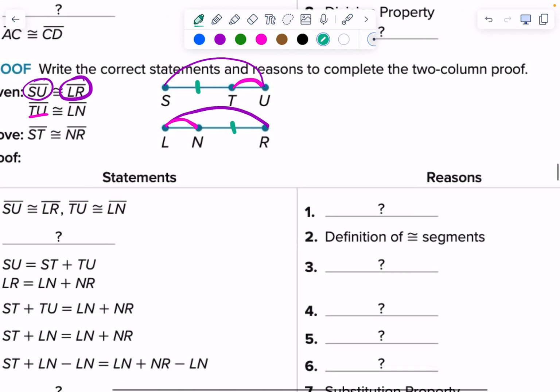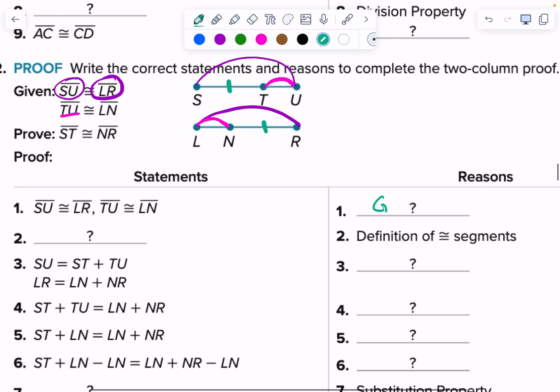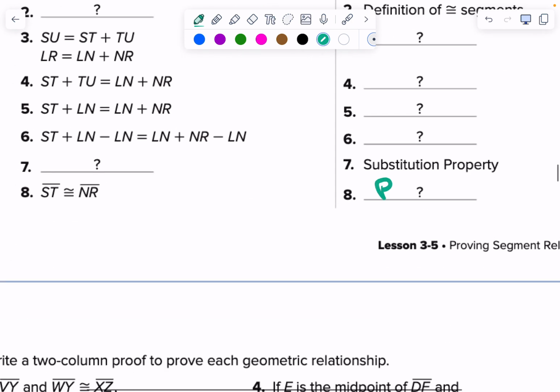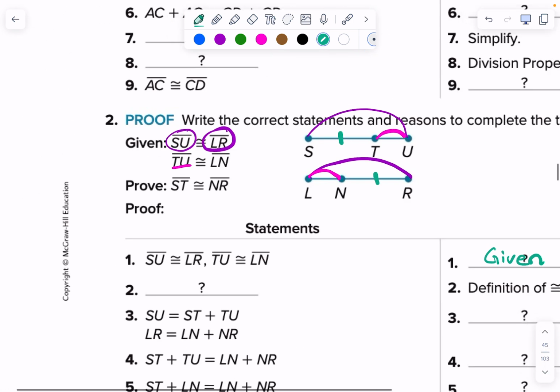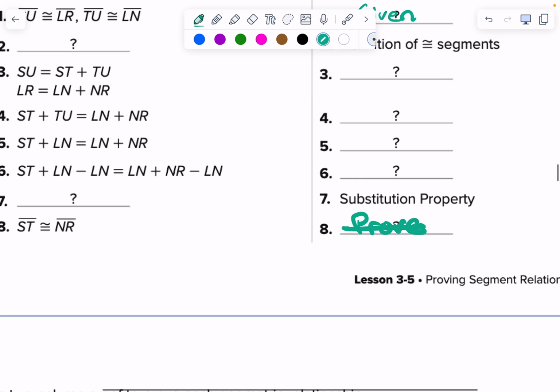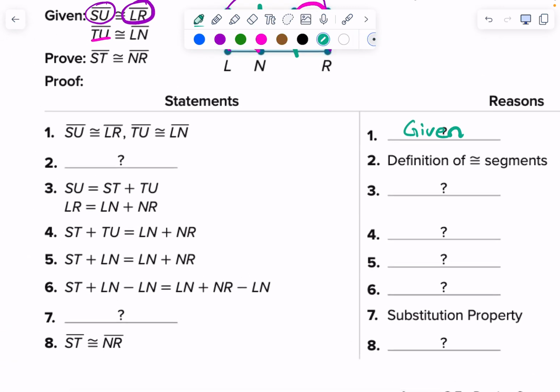Number 1. What goes on the reason for number 1? Given. It's given, right? That's always given. Now, I have had people come to the test and they're like, oh, given. If that's given, then the bottom one must be prove. No. The bottom one is never prove. The top one is always given, but the bottom one is never proved. That's not a reason. Okay, so given, we have the top, that's given.